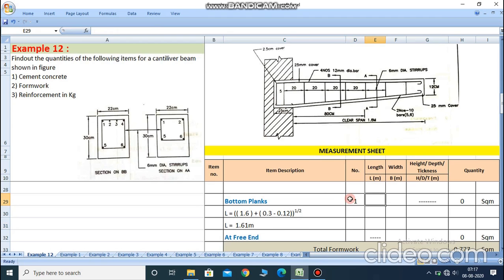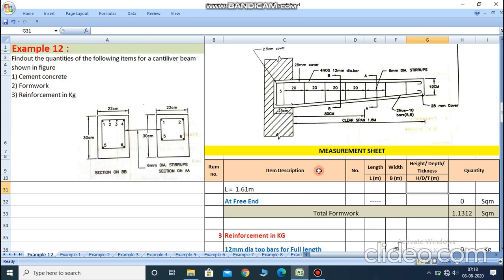So here single 1, then the 1.61 we already calculated as the length, and the width we got from the cross section part. From the cross section, the width is 22 centimeters. So 22 means 0.22 meter. Here, the multiplication of 1 multiplied by 1.66 multiplied by 0.22, we got the answer 0.3542 square meter.